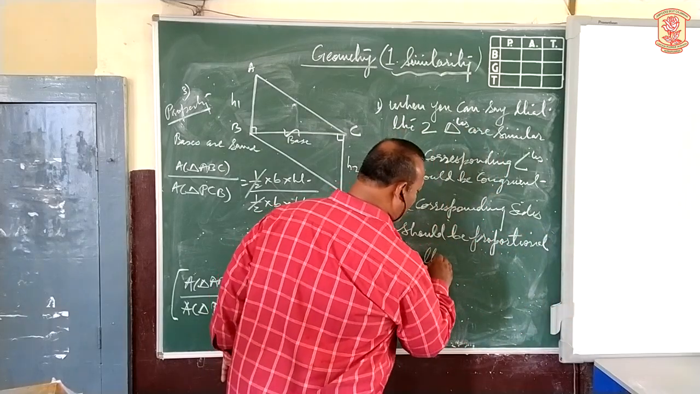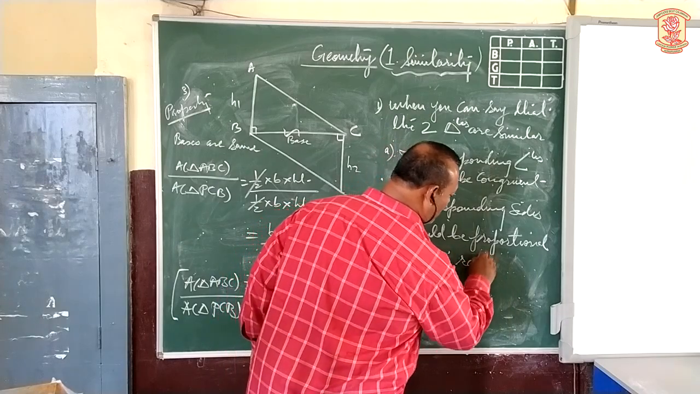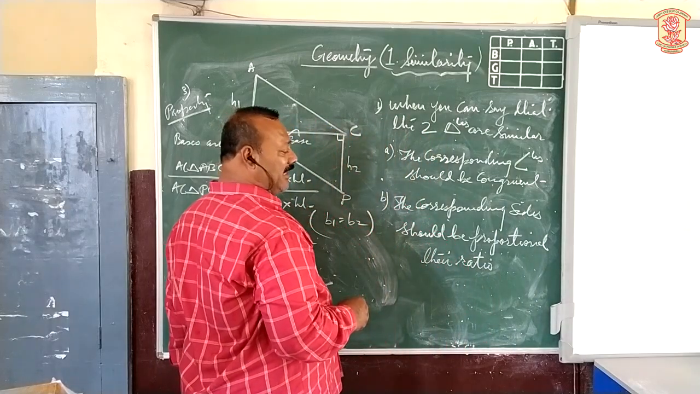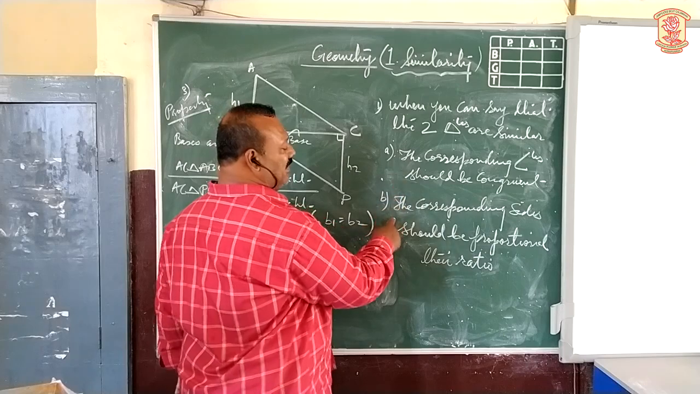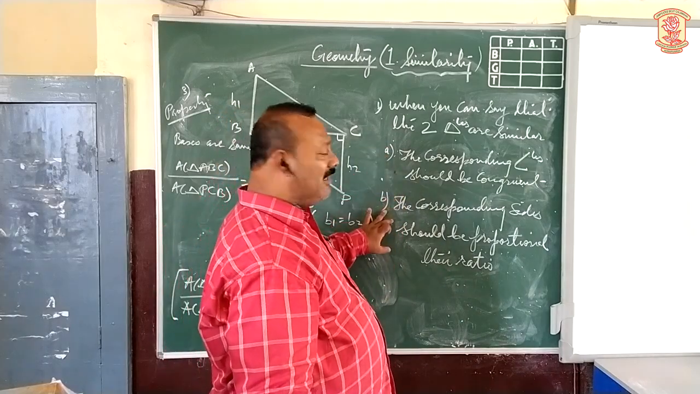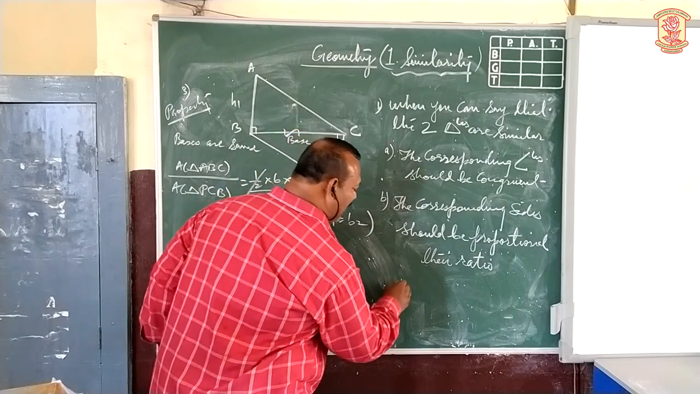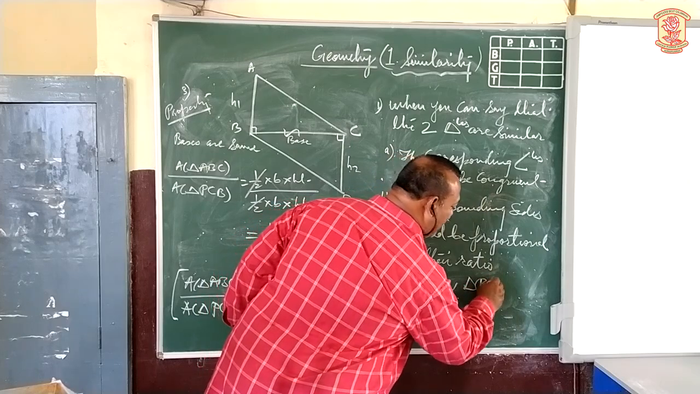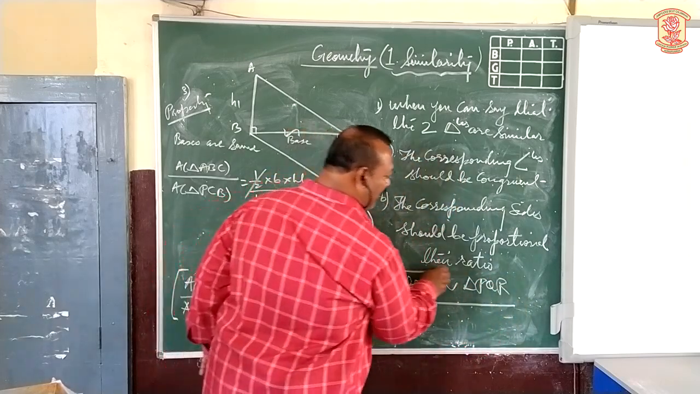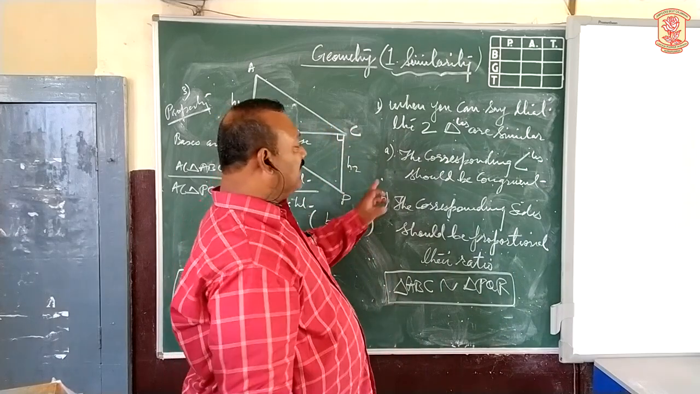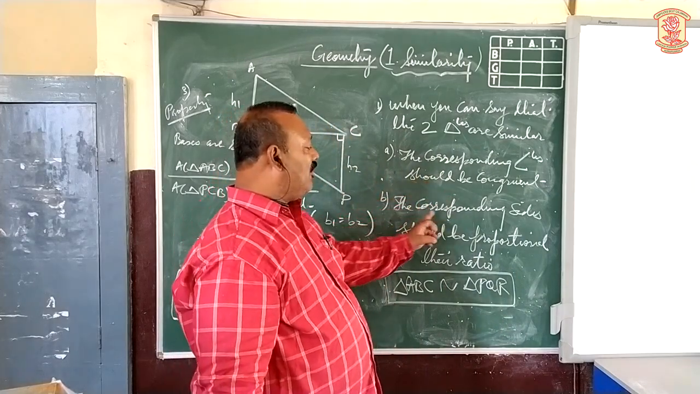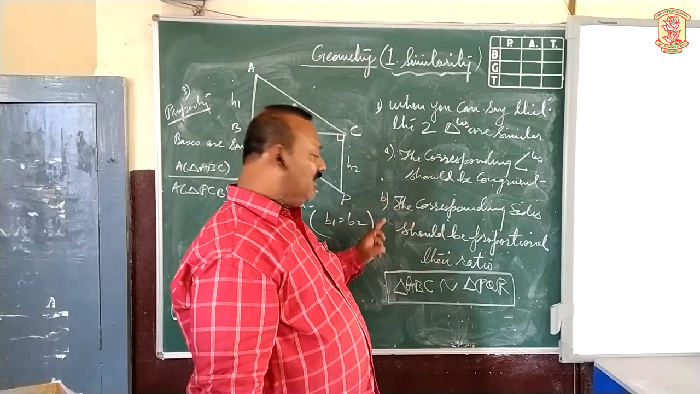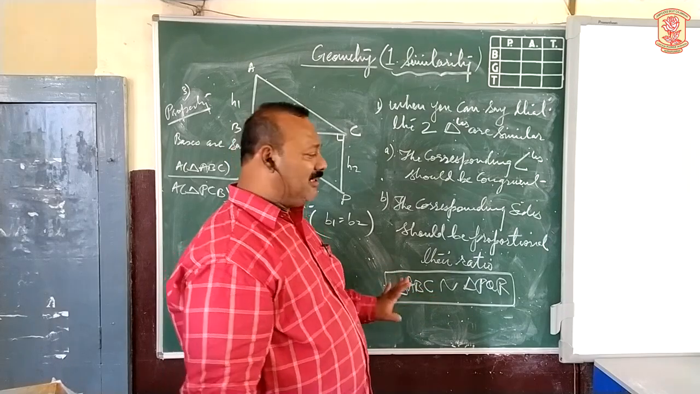Whenever you go for the ratio, the ratio of the corresponding sides should be proportional. Whenever two triangles satisfy these two conditions, then we say, for example, triangle ABC is similar to triangle PQR. Two triangles are similar when the corresponding angles are congruent and the ratio of the corresponding sides is proportional.